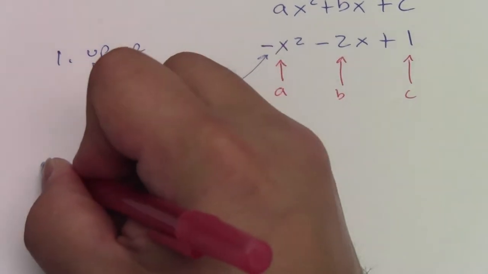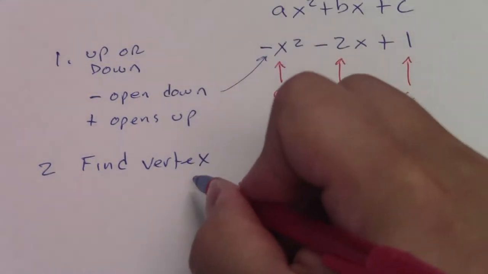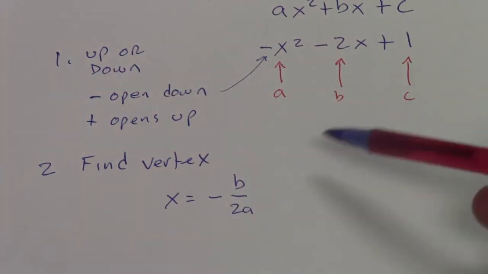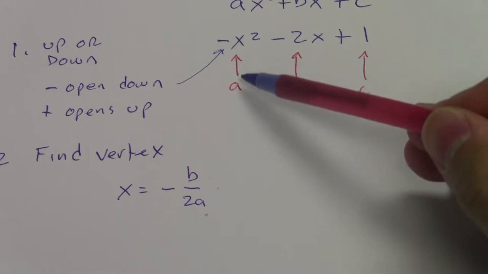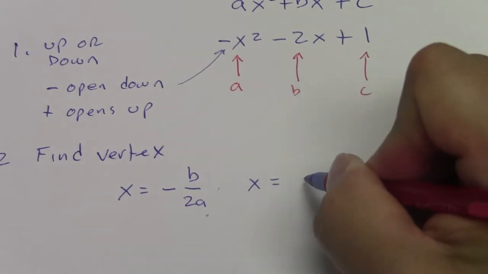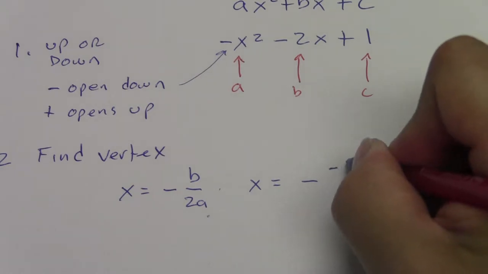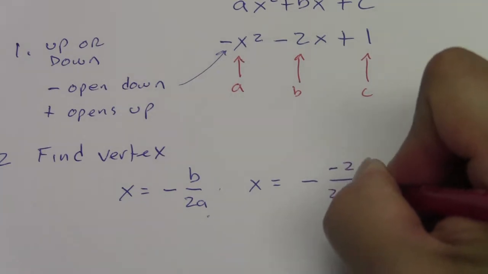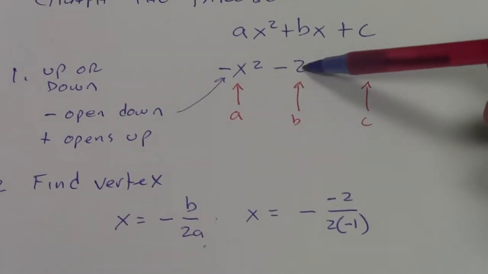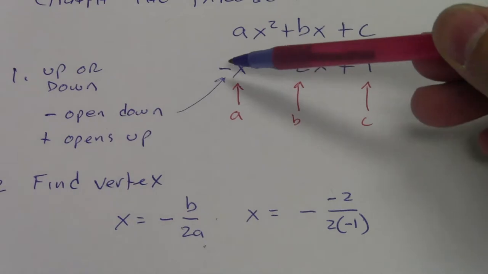All right, step 2, find the vertex. To find the vertex, we're going to use x equals minus b over 2a. Now, we've already plugged in what our b's are and what our a's are. Here's our A, here's our B. So all I have to do is just plug some numbers in. X equals negative, that's the negative, negative 2 over 2 times negative 1. The negative 2 is my negative 2 here. My negative 1 is this x. X is really just a placeholder of 1 and it's negative.